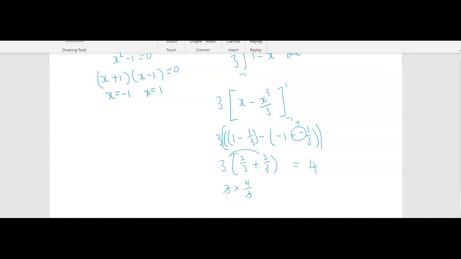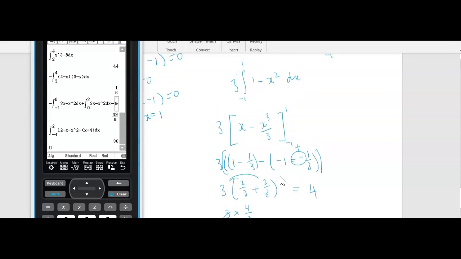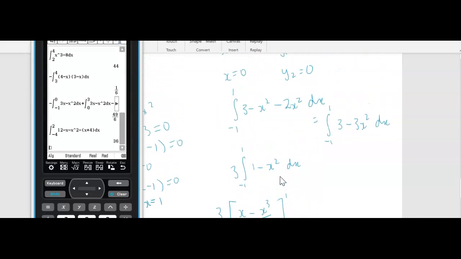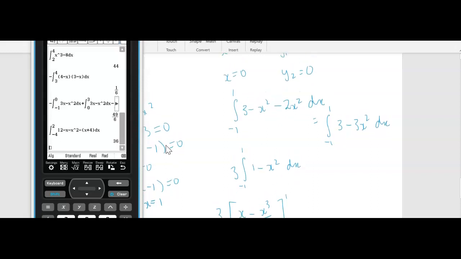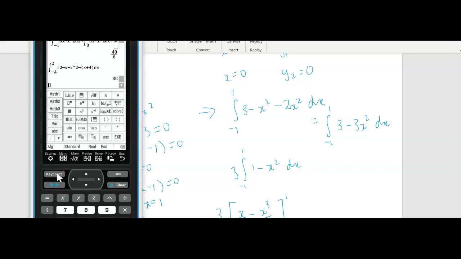All right, let's check on the calculator. Just making sure everything is correct. So I'm just going to do it from the starting one, this one here. So we want our definite integral. So we're going from -1 to 1, and then we've got 3 minus x squared minus 2x squared. So I'll just put them both in there, dx, right, and it's equal to 4.